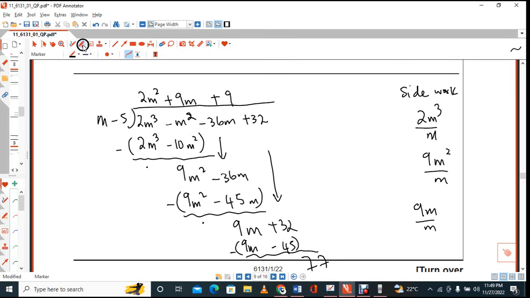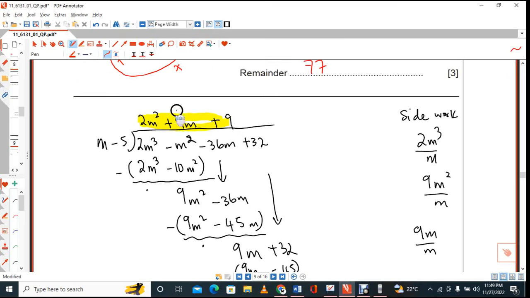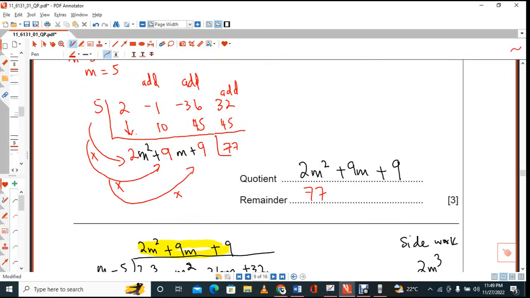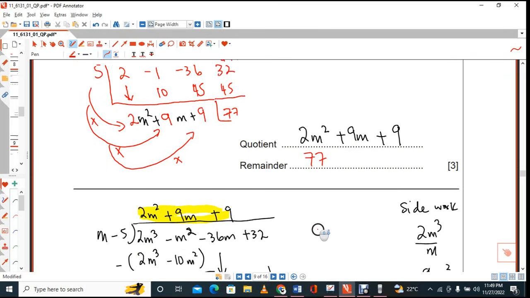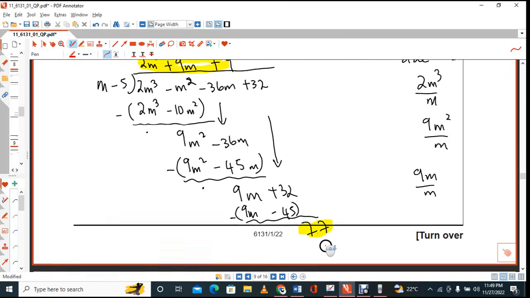And from here, you can see that my quotient is the number up top, and my remainder is 77. Whatever method you use, just make sure that in your final answer and the spaces provided that you do indicate what the quotient is at the place of the quotient, 2m squared plus 9m plus 9, and that you also indicate the remainder at the place of the remainder, in this case 77. And then you get full marks for doing that.